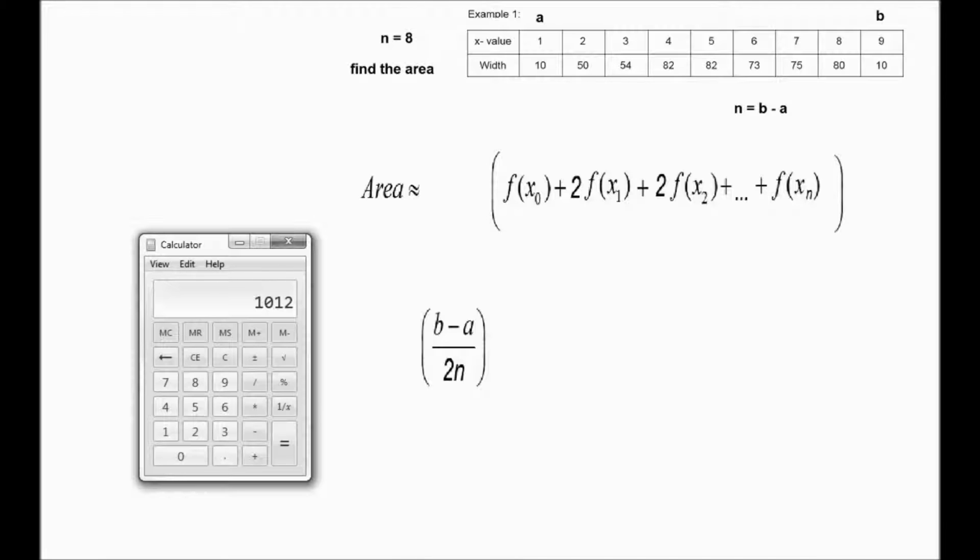So now that we know that, we can then multiply these two parts together to get the area. So the first part, as you remember, is 0.5. So we multiply 0.5 by 1012, and we know that the area is equal to 506. So then for the next example, we'll be using a curve that doesn't perfectly fit the table, and we'll have to be getting an estimation for it.